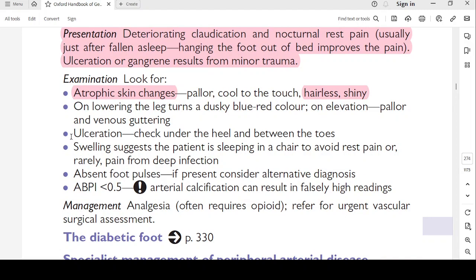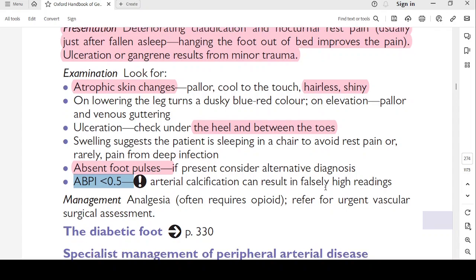Ulceration. Check under the heel and between the toes. There will be ulcers under the heel and in between the toes. Swelling suggests that the patient is sleeping in a chair to avoid rest pain, or rarely pain from deep infection. Absent foot pulses; if present, consider an alternative diagnosis. ABPI less than 0.5 is critical limb ischemia. Arterial calcification can result in falsely high readings.